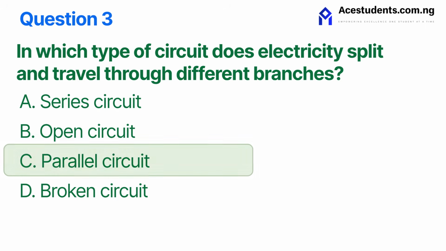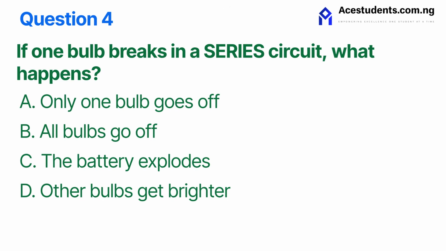The correct answer is C, the parallel circuit. Thank you for following along with this video on electric circuits. Moving on to question 4. If one bulb breaks in a series circuit, what happens? Think about the path electricity takes.